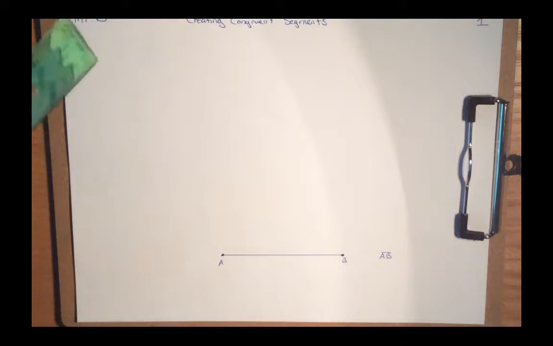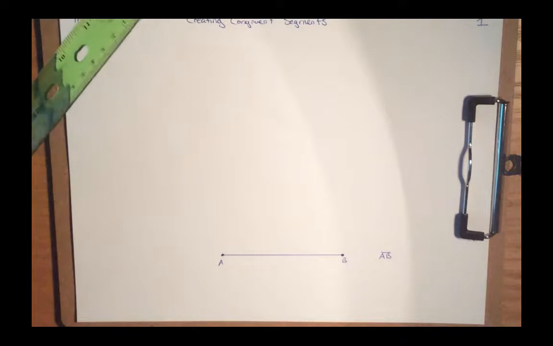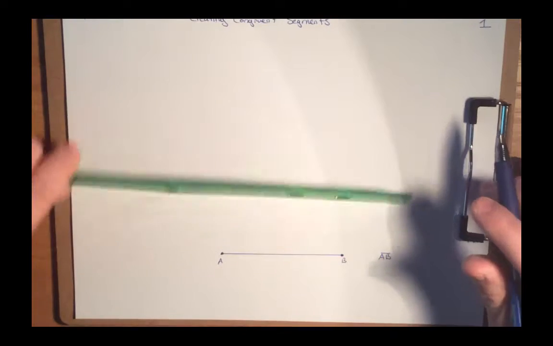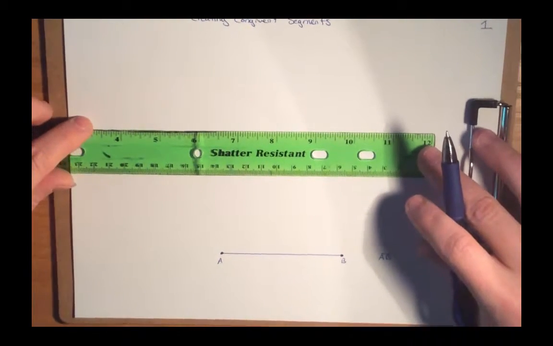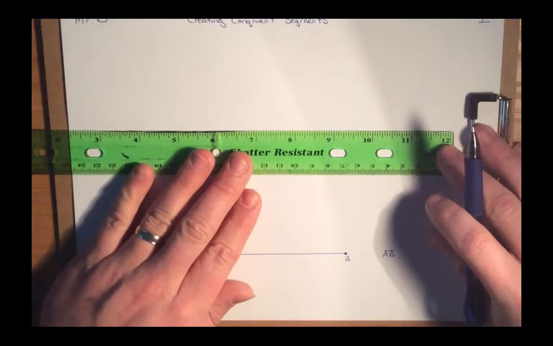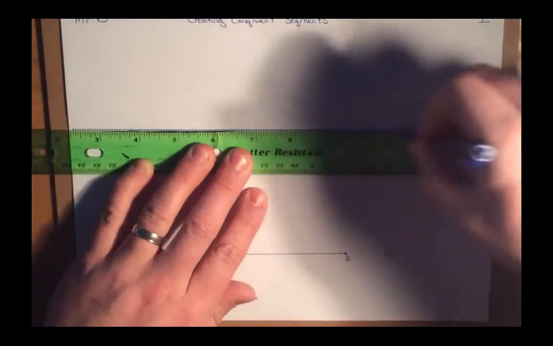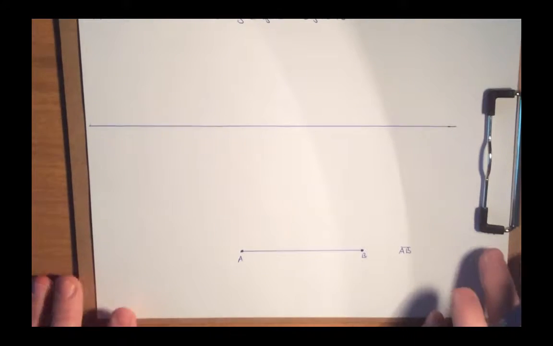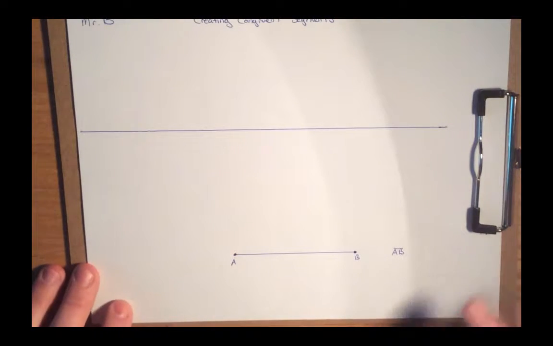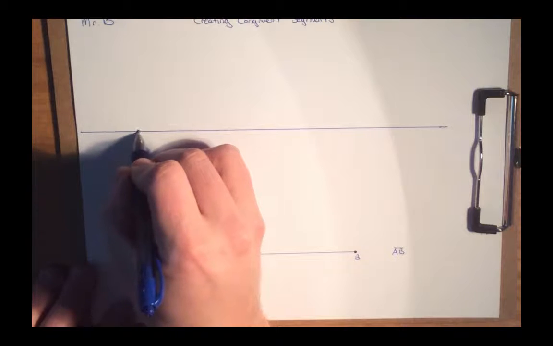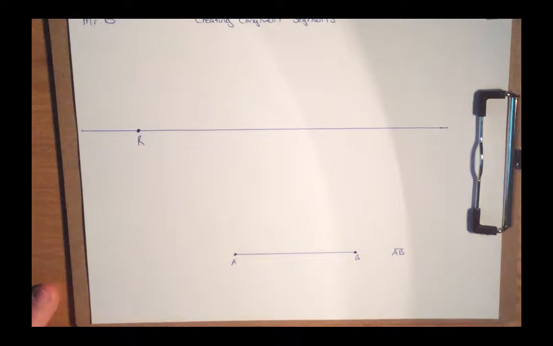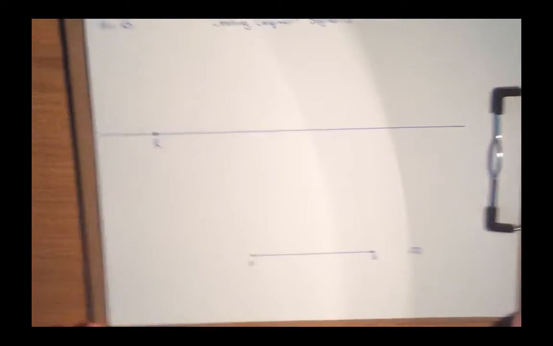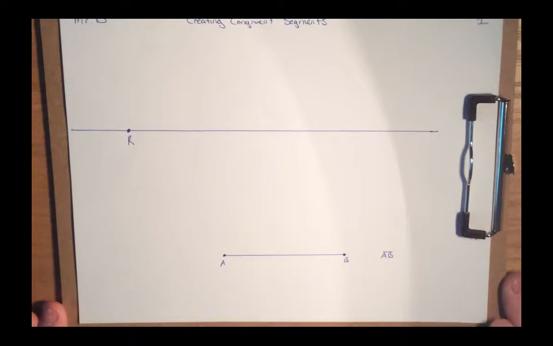Now, to copy this segment, we need to have a line to copy it onto. So I'm going to use my ruler, and I'm going to go ahead and just draw a line all the way across the paper, like so. Halfway up? Yeah, about halfway up. And on that line, I'm going to put the point R. Okay, notice that I offset it a little bit. Is that all the way across the paper? Almost. Almost. Good question.